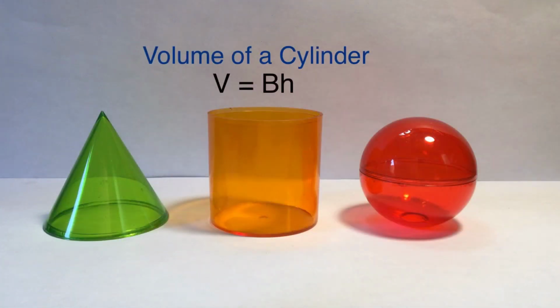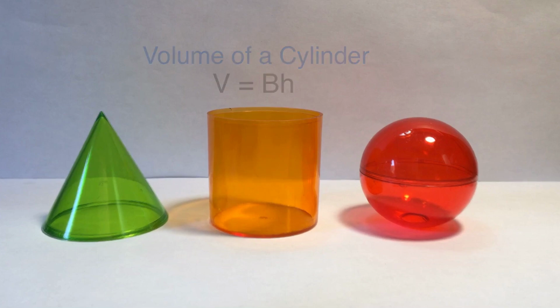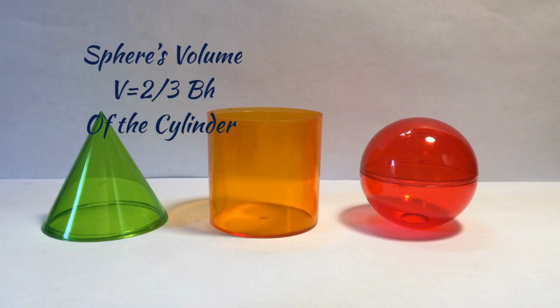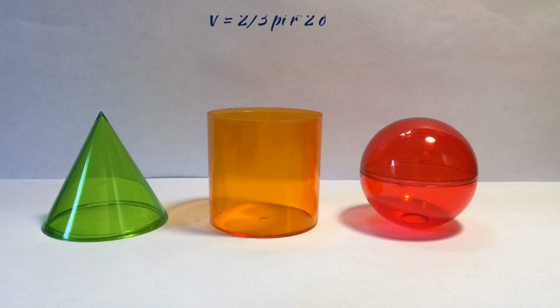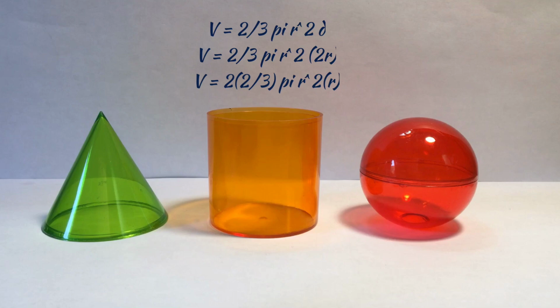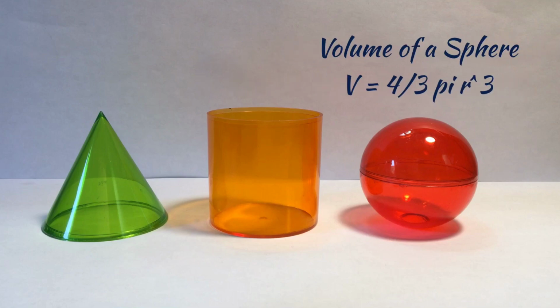So we can use the volume of a cylinder, which is the base area times the height, to find the volume of our sphere. So you can use 2/3 the volume of the cylinder to find the volume of our sphere. Because the height is really our diameter of the sphere, we're going to rewrite this as 2/3 pi r squared times the diameter, and then change that diameter into twice the radius. So we get 2/3 pi r squared times 2r. And then we want to simplify even further, where we have 2 times 2/3 pi r squared times the r to get our formula of 4/3 pi r cubed.